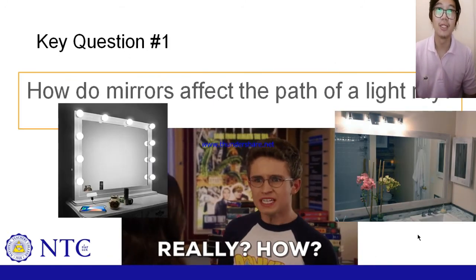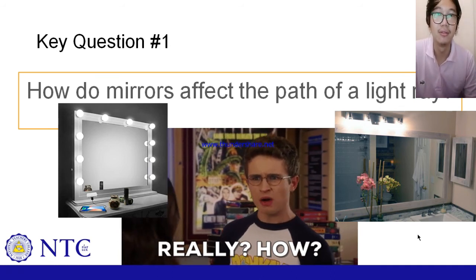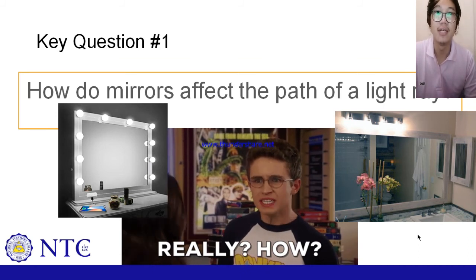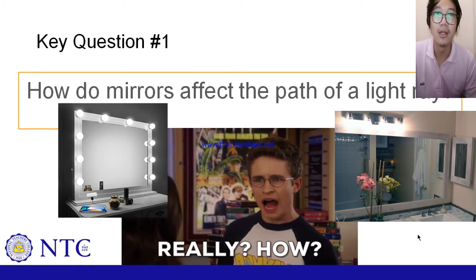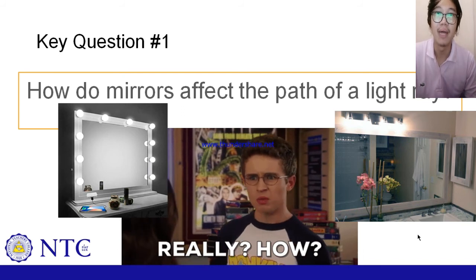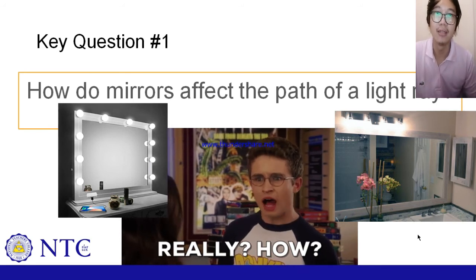Before we move on to our discussion, I have a question for you. How do mirrors affect the path of a light ray? Think about it. If your answer is that a mirror serves as a barrier that blocks light from passing through its way, you are correct. It reflects light and light cannot pass through.